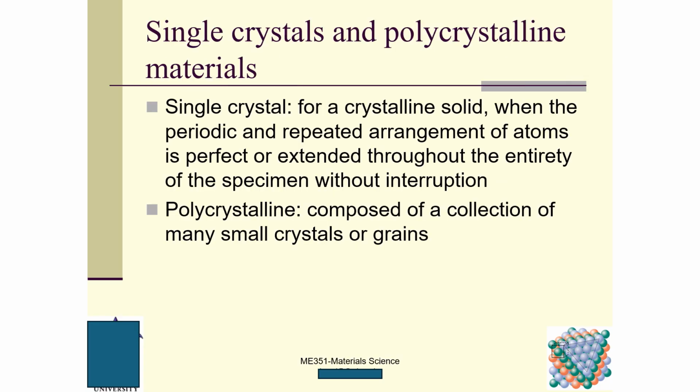And then we talk about single crystals and polycrystalline materials. Single crystal and polycrystal, as the name suggests, this is a single crystal, but this is a polycrystal. A single crystal is a crystalline solid in which the periodic and repeated arrangement of atoms is perfect and extends throughout the entirety of the specimen without interruption. So we call this one a single crystal.